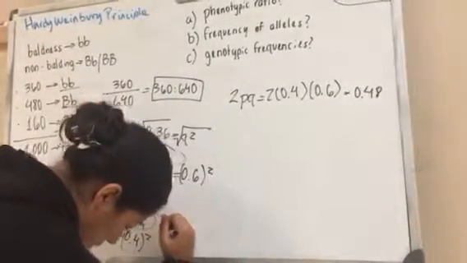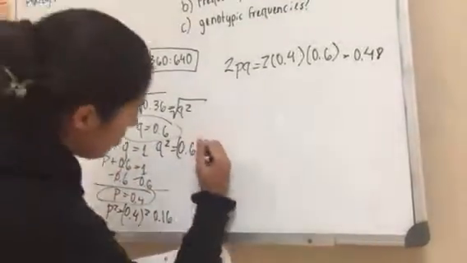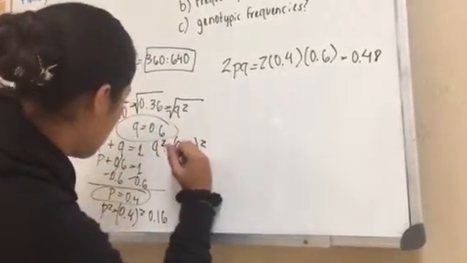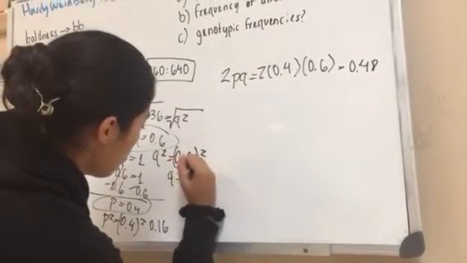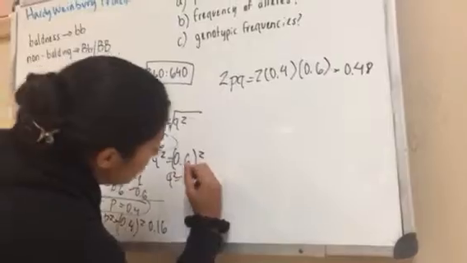So here we have P squared, we're gonna get 0.16. Now, in this scenario, we're going to be examining Q squared, the t allele, the ability to taste PTC. We're going to get 0.36.